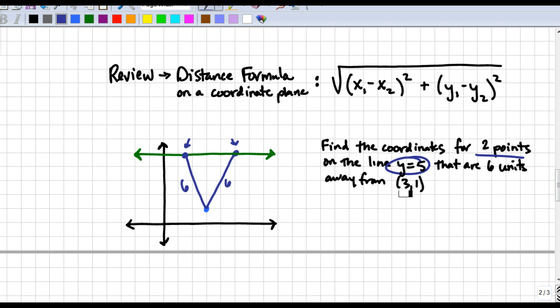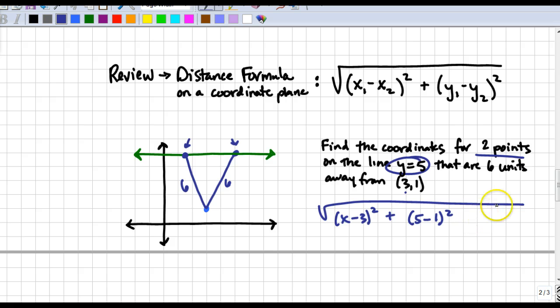So I'm going to go ahead and fill those values in. So I'm going to have a big square root. I don't know my x, but I know one of them is a 3. And then I know 5 is one of my y's, and that's going to go with the 1 for the coordinate. So I just filled in 3 and 1, 3 for x, 1 for y, and then my other y has to be a 5.